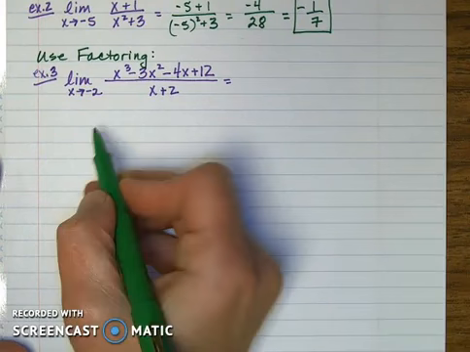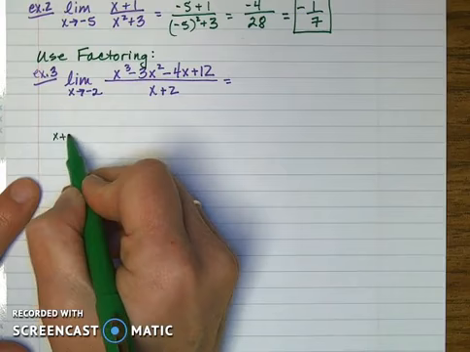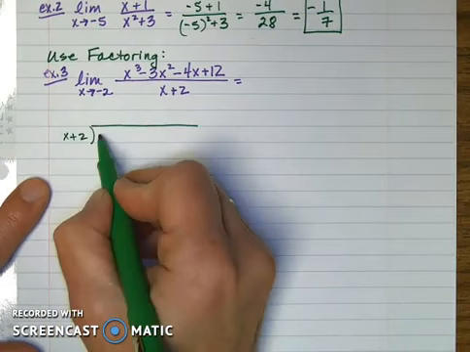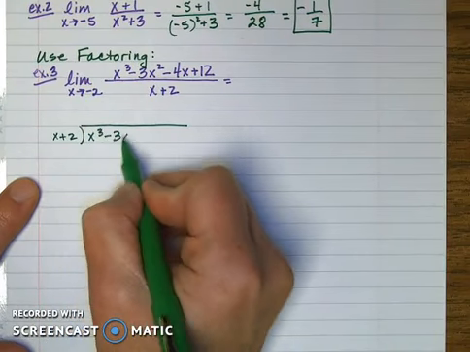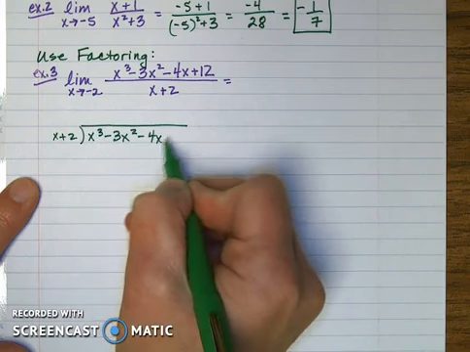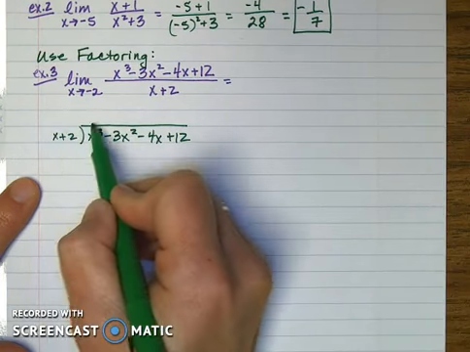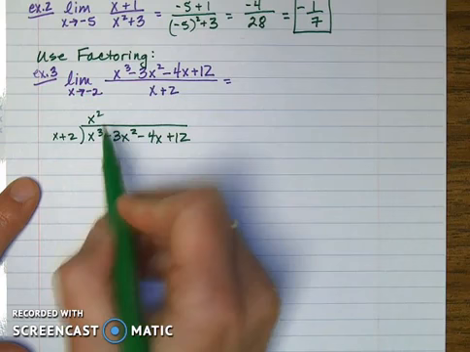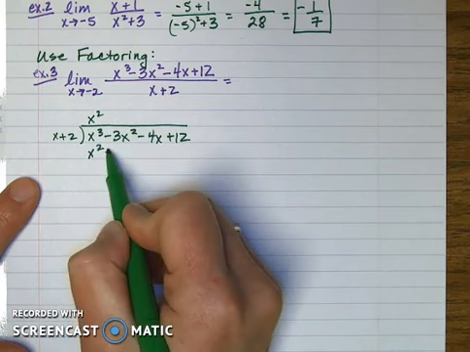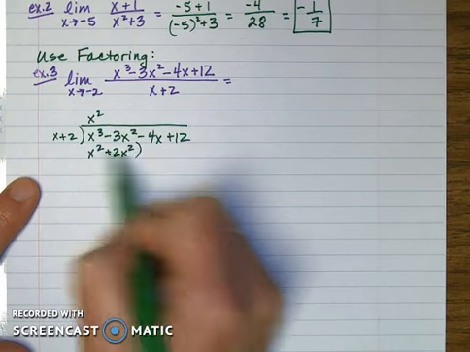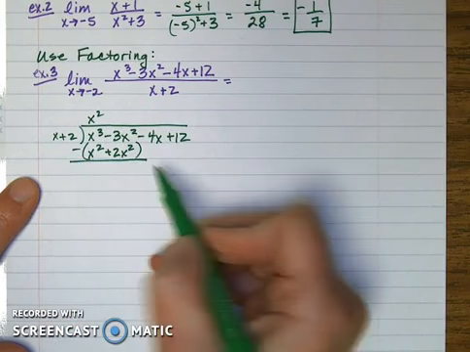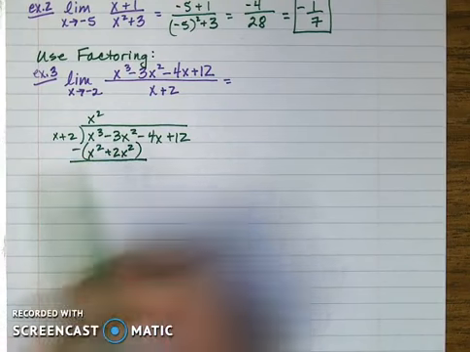Let's see if it divides evenly. So I'm going to go ahead and take x plus 2 and divide it into x cubed minus 3x squared minus 4x plus 12. And I'm just going to quickly do this division and see if it works. Remember this long division? So that's x squared. So I have x squared plus 2x squared. You subtract, and you change the signs, remember?